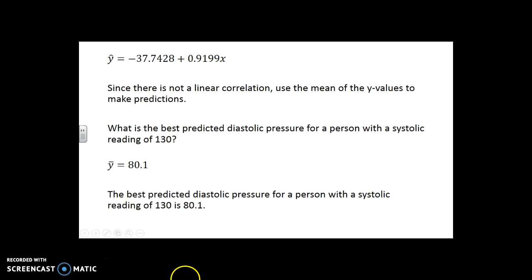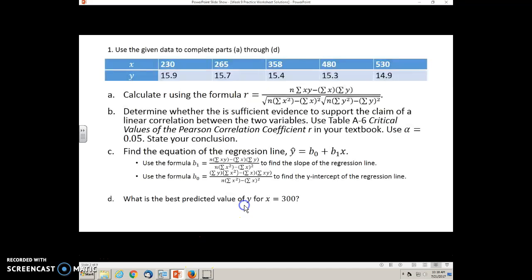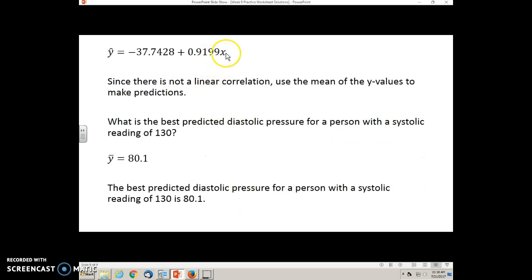So on a calculator, we are just using this information right here and y hat. So instead of y equals a plus bx, it'll be y hat. So it'll be negative 37.7428 plus 0.9199x. That's where we get that right there.